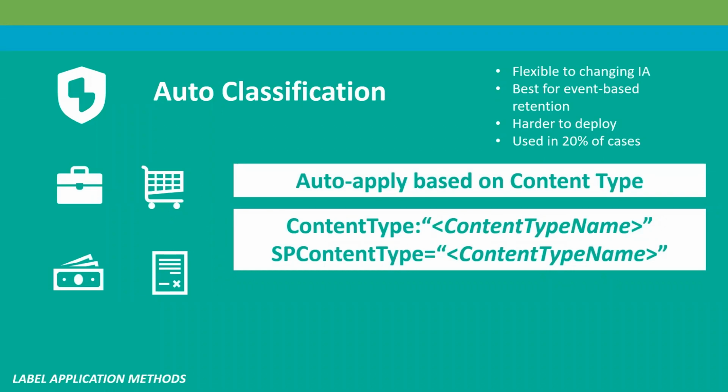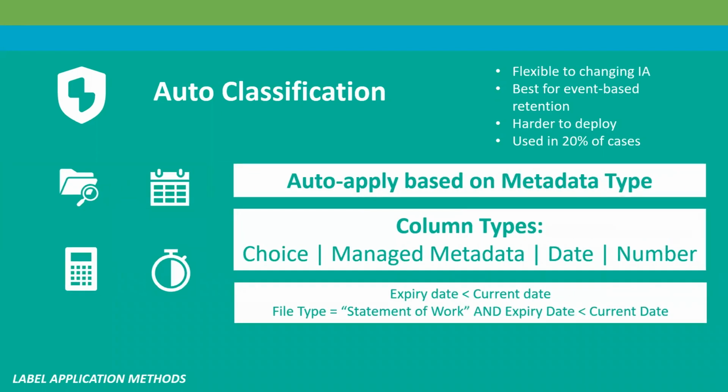classification. So basically, an example would be we can auto apply based on content type. Let's say if the content type is a contract, we set it so that when the content type is contract, we auto apply that contract's retention label. So it can work better if we pair it up with metadata as well.